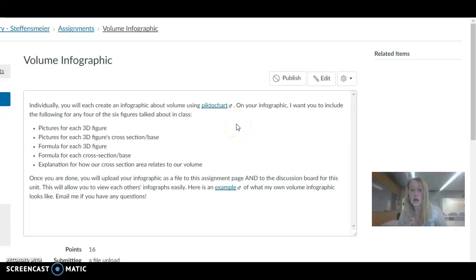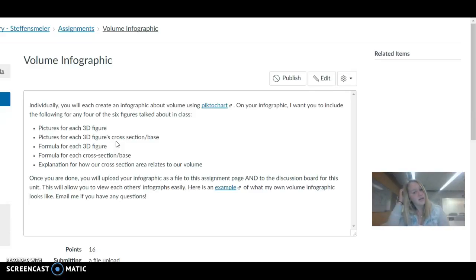You need to talk about 4 of these 6 figures we discussed in class. So a square pyramid, a triangular prism, a rectangular prism, a cube, a cylinder, or a cone. So those are the 6 figures you can work with. For each figure, I want you to include a picture for that 3-dimensional figure. I want you to include a picture for the 3-dimensional figure's cross-section or the base. So if, let's say you chose a cylinder, the base of a cylinder is what? A circle, exactly.